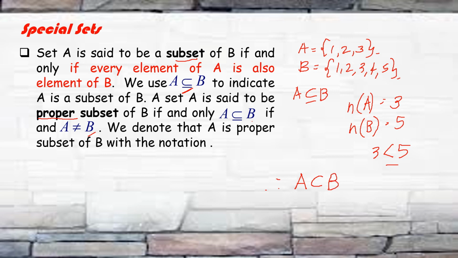Ulitin ko. Subset siya kapag yung elements ng A ay nasa elements din ng B. So, A ay parang subtopic, parang ganon, ng B. Proper subset naman siya kung, if and only if, of course, subset siya, dapat. Tapos, dapat hindi siya equal yung A and B. So, that is a proper subset. I hope you understand this one. Let's proceed.